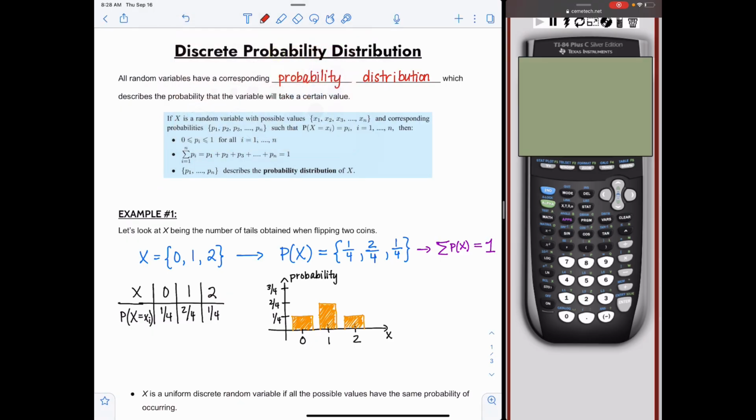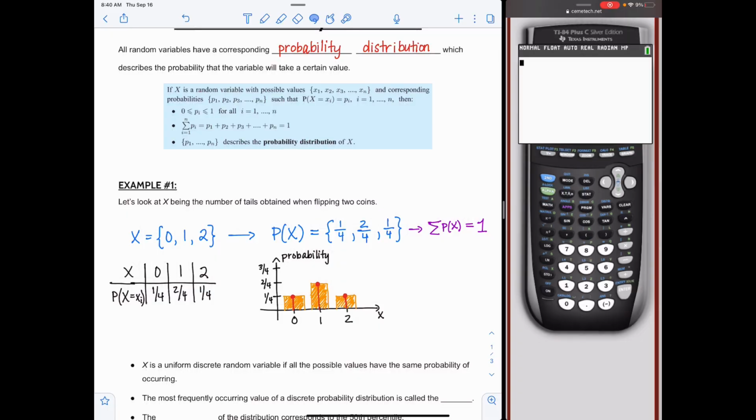Now, if you don't want to graph the bars, you can also graph vertical lines with points. So 0, if you get no tails, you could draw a little line with a dot up to the 1/4. You could do the same thing for 1. You could draw the line up to 2/4 or 1/2, and then the same thing for 2. Draw your line and it goes up to the 1/4. So you can either do the bar or the lines with the points with the probability if you want. It does not matter.